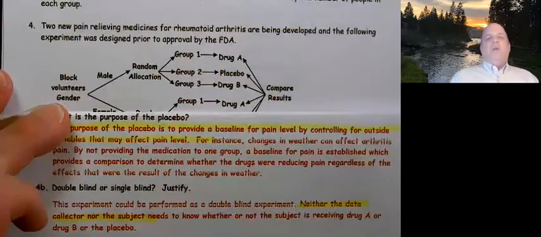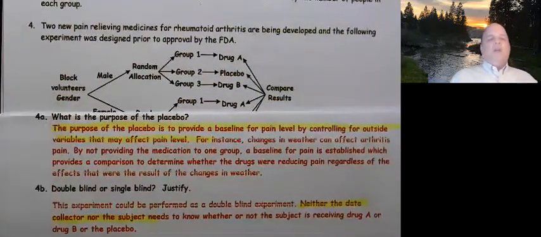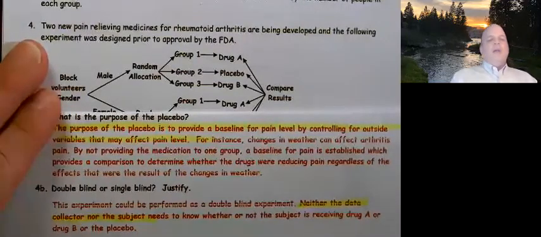Now, if this is an oral medication, we could have A, B, and C. A could be the old drug, B could be the new drug, and C could be a sugar pill or something like that. If it's an ointment, A could be the old ointment, B could be the new ointment, and C could be some sort of fake cream that has nothing to do with it. All right, the next thing.